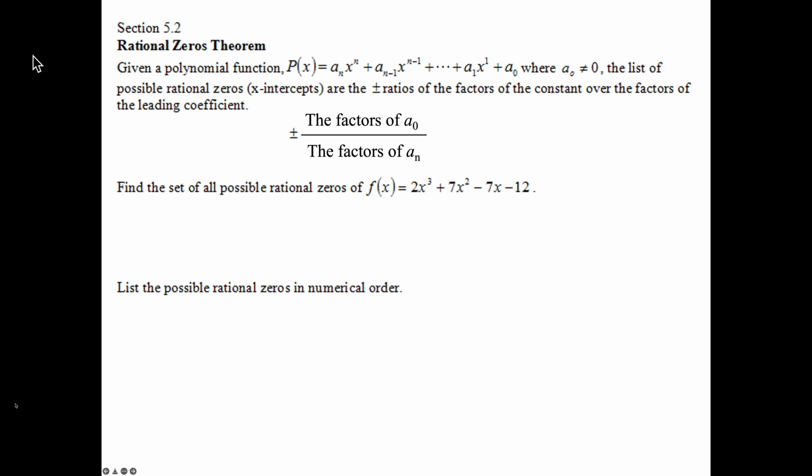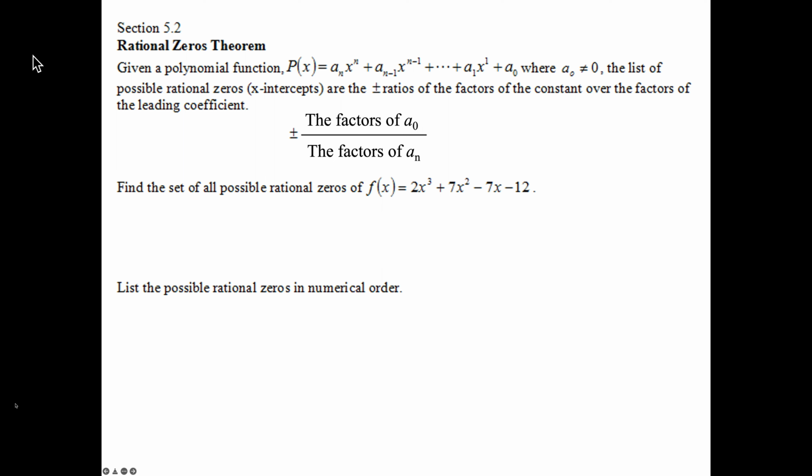All right, in this video we're going to be covering rational zero theorems, all about finding potential zeros. Now the rational zero theorem means we're looking for zeros that are fractions. That's what rational numbers are. They can be written as a fraction.